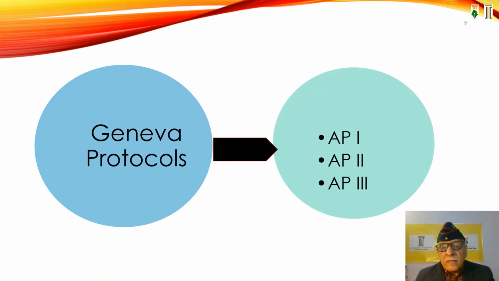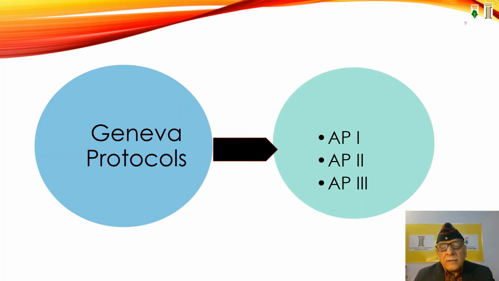And then, apart from the Geneva Conventions of 1949, 1, 2, 3, and 4, which we just saw in the previous slide, there are 3 additional protocols. In short, they are known as AP1, AP2, and AP3. AP1 pertains to international armed conflict situations. AP2 relates to the use of force or armed conflicts which are of a non-international nature.